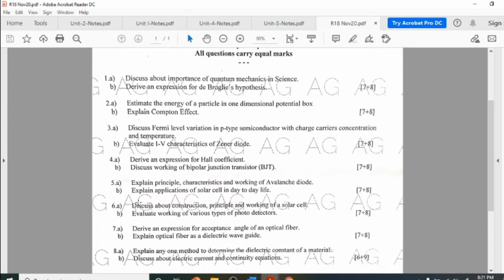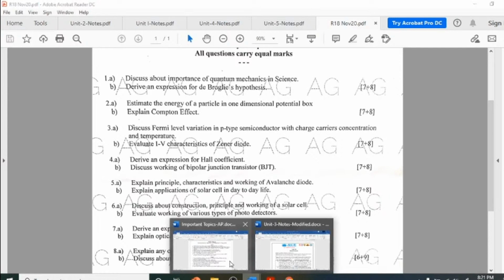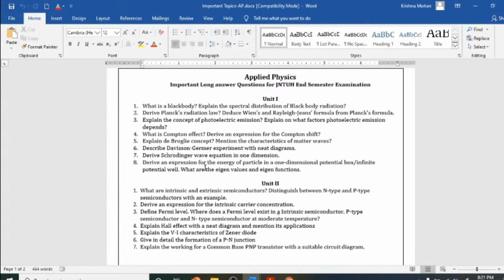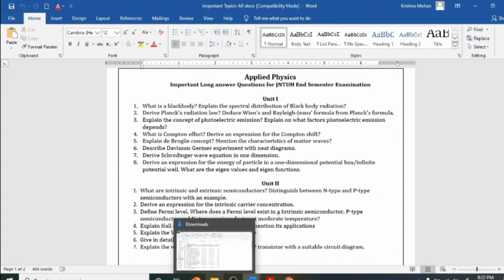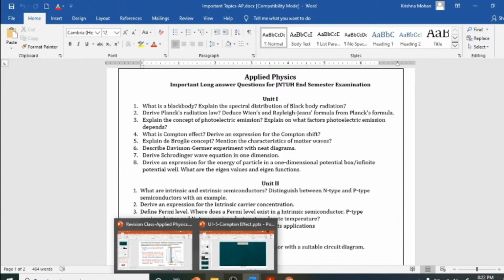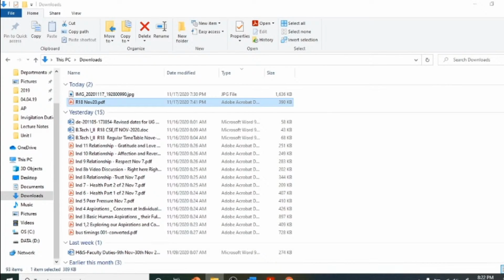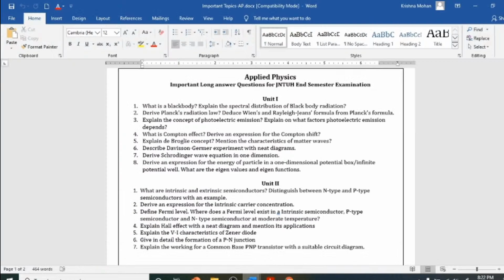Now I would go for another question here. The second question is, what is Planck's radiation law? Deduce Wien's and Rayleigh-Jeans formula from Planck's formula. These are in fact given in the notes, so you can have a check in the notes as well.